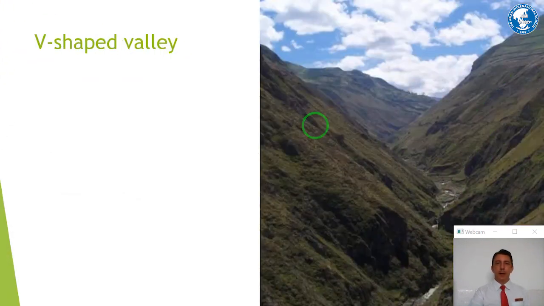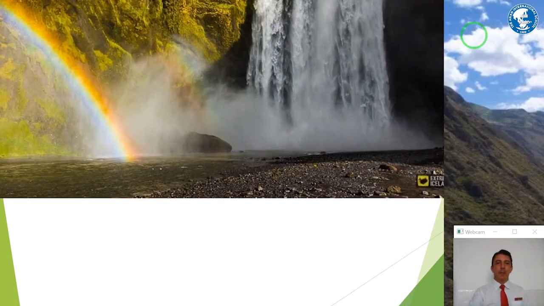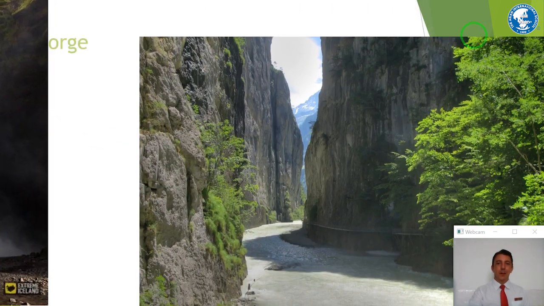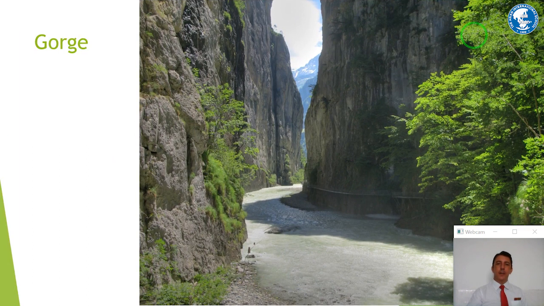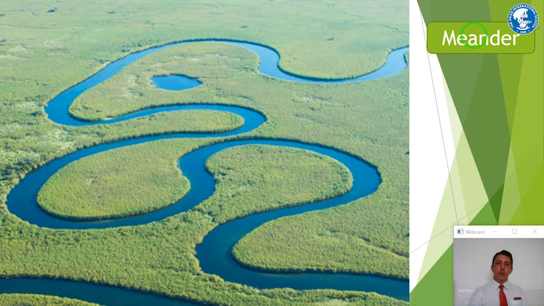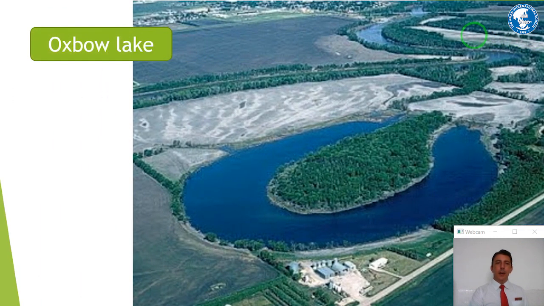This one is a V-shaped valley. You can see the V shape here. This is a very familiar one, a waterfall. This is a gorge. A gorge is a narrow valley with very steep sides. Here is a meander. A meander is a big bend or a loop in the river. And finally, this is an oxbow lake. An oxbow lake is a horseshoe or U-shaped lake.